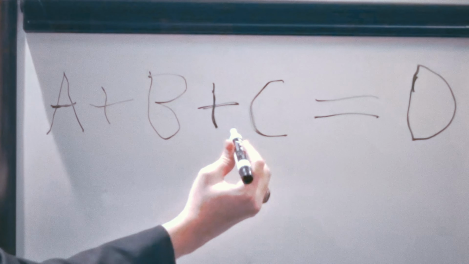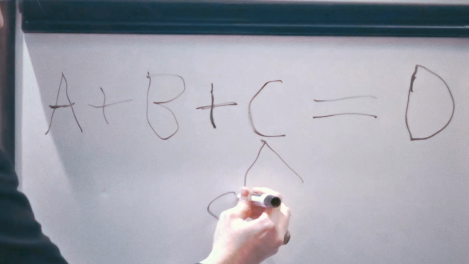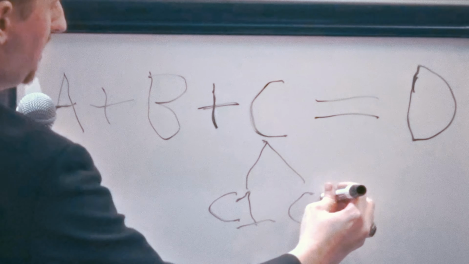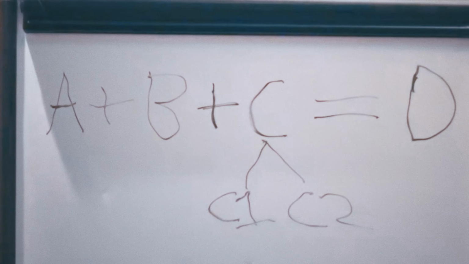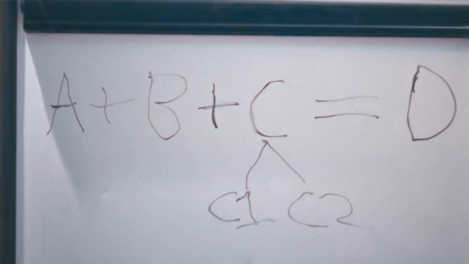So C, the labor value, is divided. You have C1, which is what the worker actually gets paid. And then you have C2, which is the profit that the capitalist makes. And it all adds up to D, which is the final cost of the product.